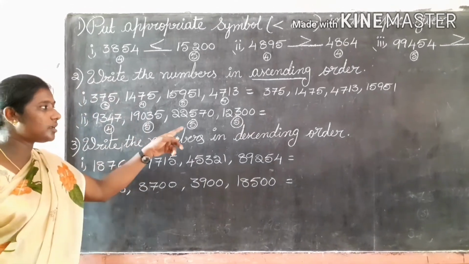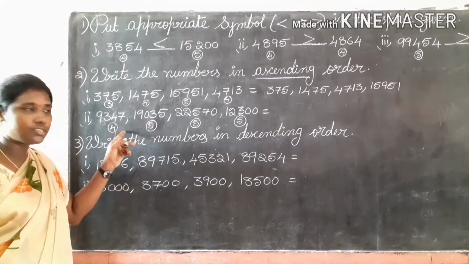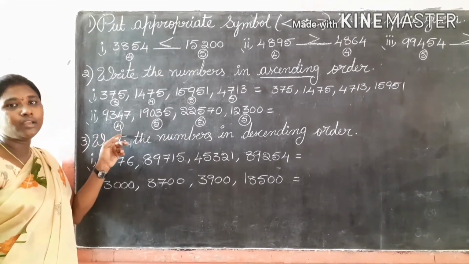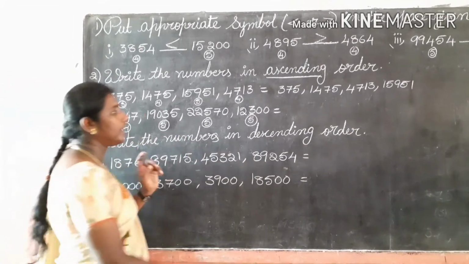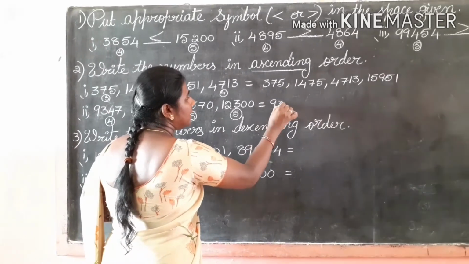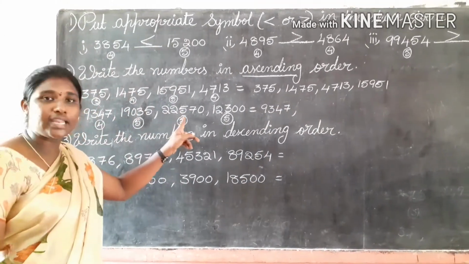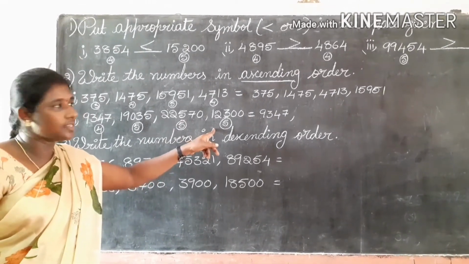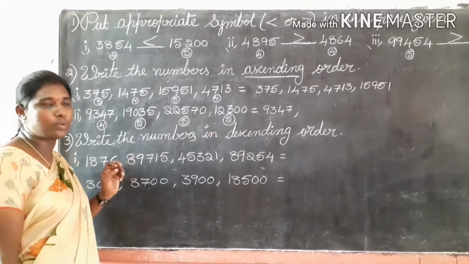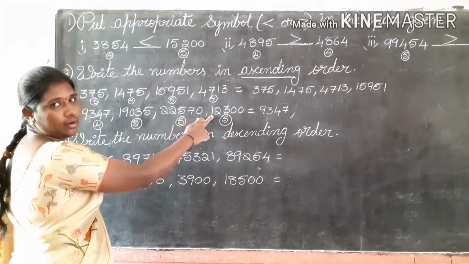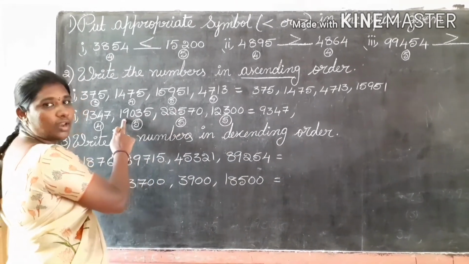Now in this, which number contains fewer digits? 9,347. Only one number contains 4 digits. Now we have to write that number, 9,347. Next, the remaining 3 numbers contain 5 digits. Now we have to check their leftmost places. Here the first number is 1, here 2, here 1. Now in these 3, which is the smallest one?